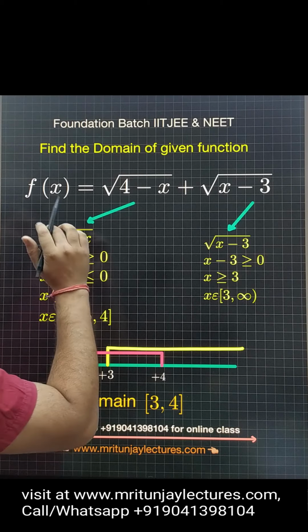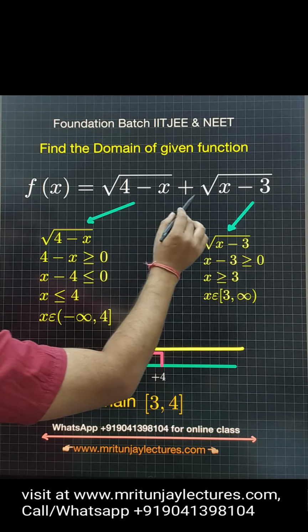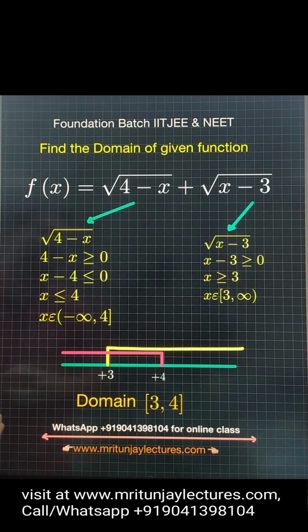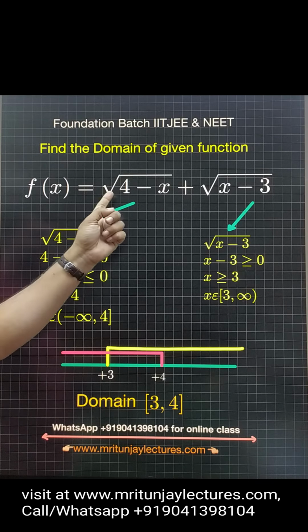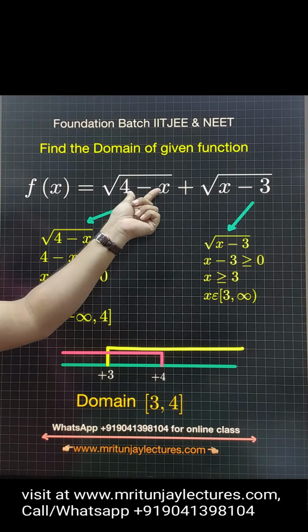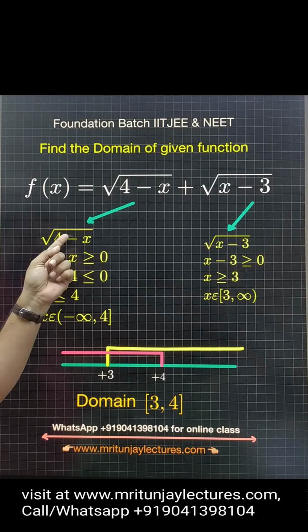Now, question of the day, our motto: determine the domain of the given function f(x) = √(4 − x) + √(x − 3). Okay, so first of all I know that √(4 − x) is defined when 4 − x is greater than or equal to 0.